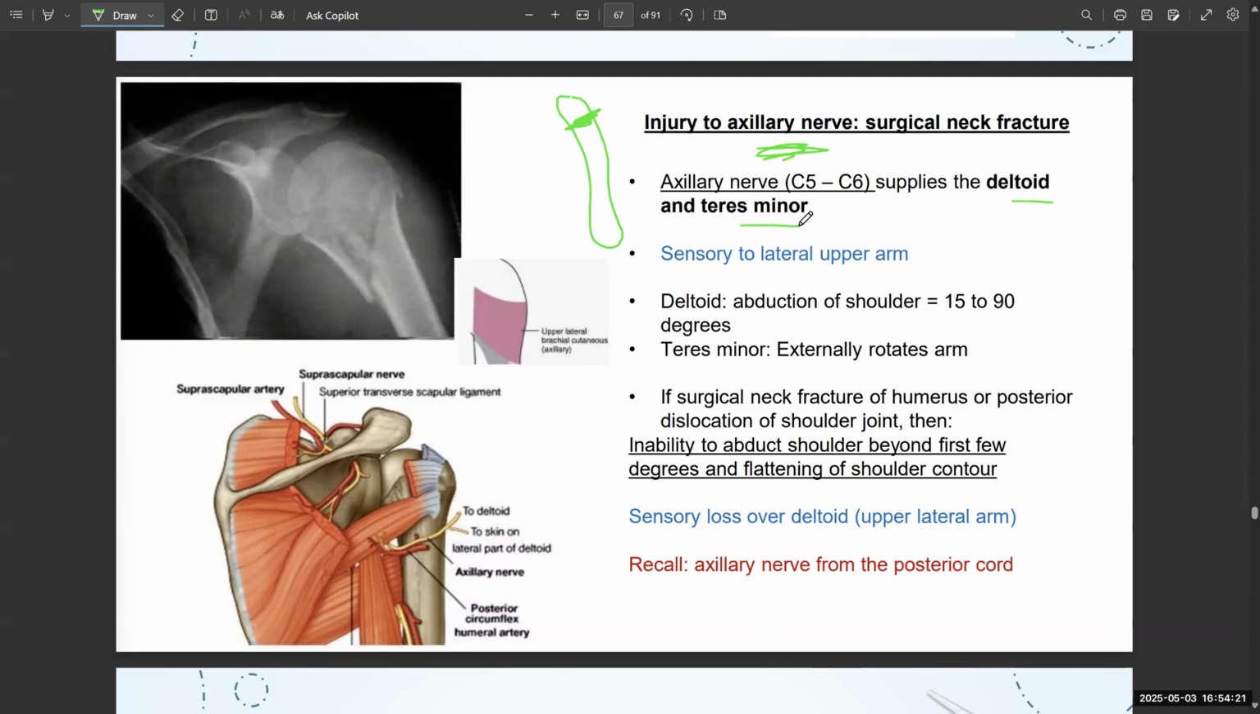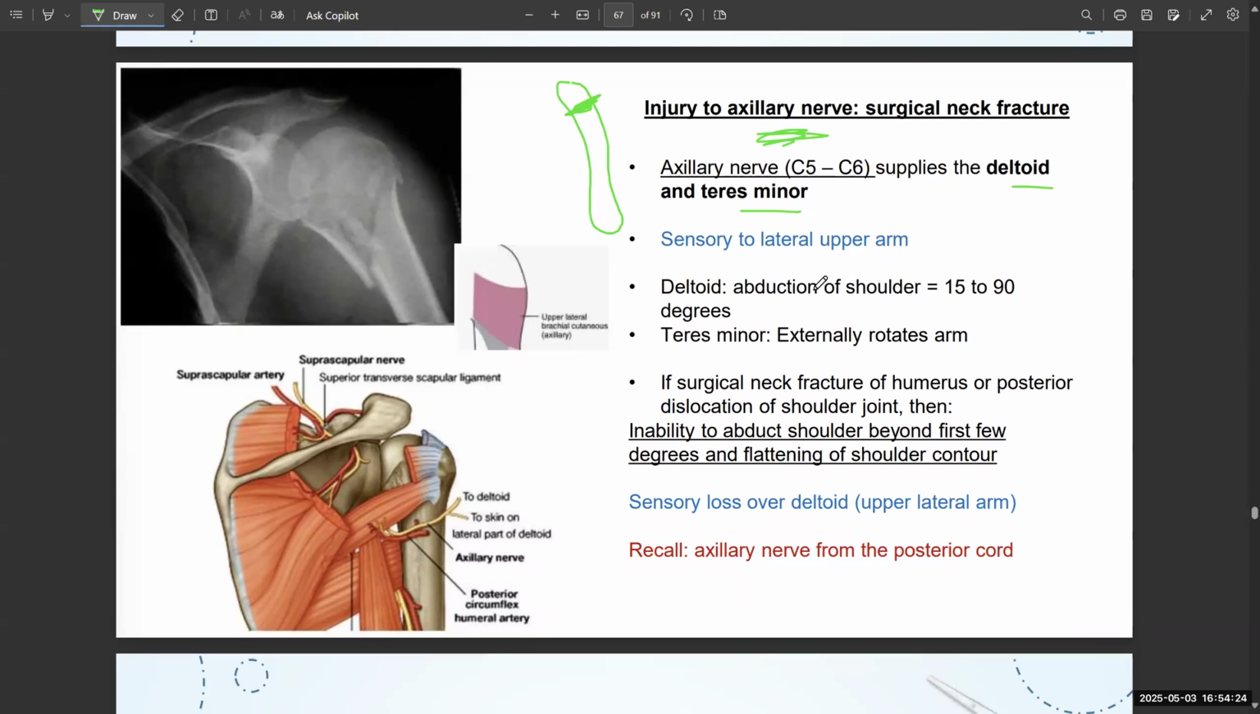Now recall the function of the deltoid was to abduct the shoulder. Abduction is moving your arm away from your body. So those 15 to 90 degrees, the patient will not be able to do. If you look over here, surgical neck fracture of humerus or posterior dislocation of shoulder joint, then you have an inability to abduct the shoulder beyond the first few degrees. The supraspinatus is already doing that. After those first few degrees, you can't seem to abduct your arm. This is because your deltoid is paralyzed.